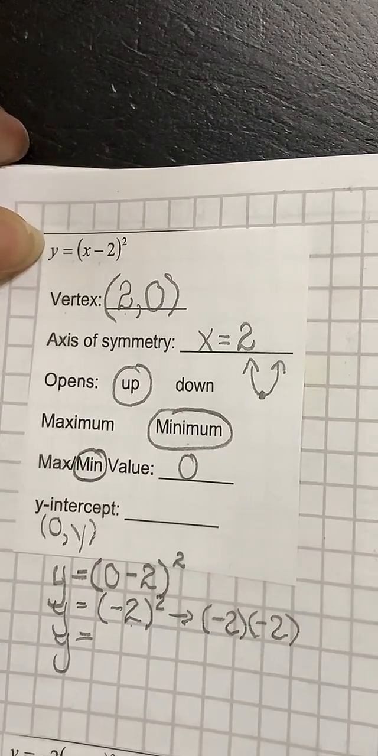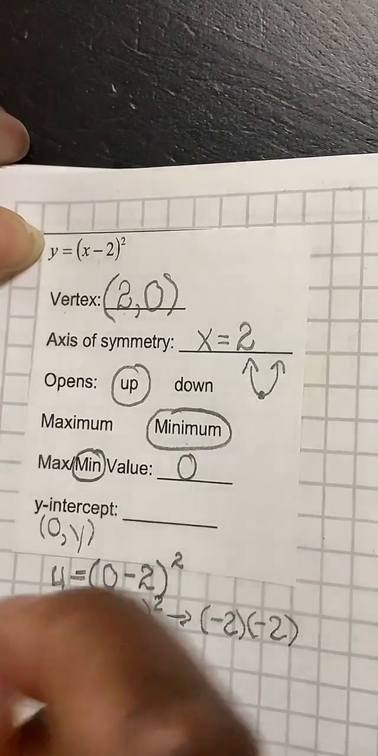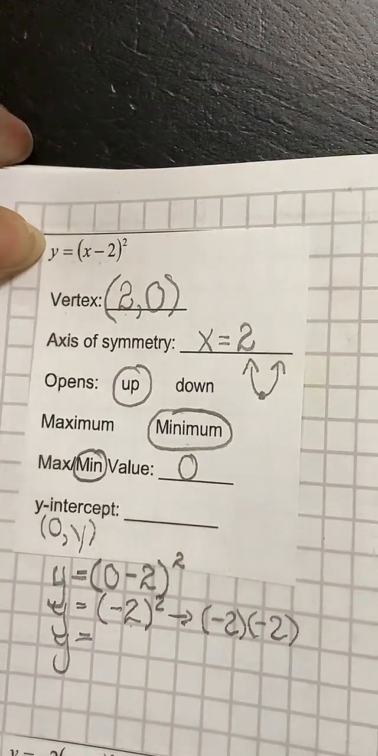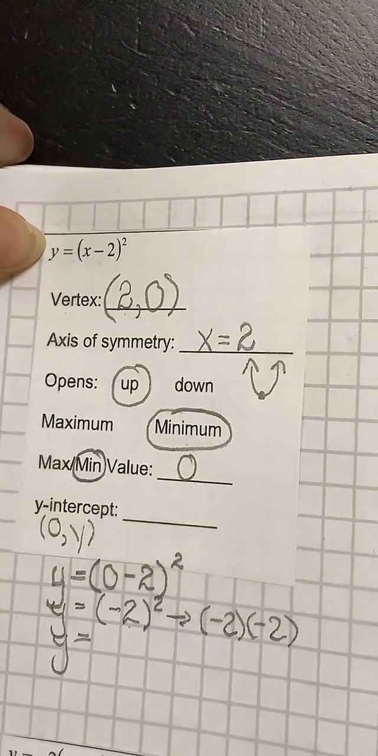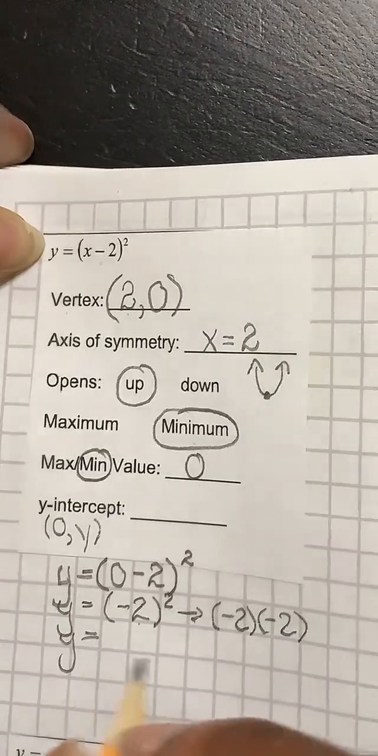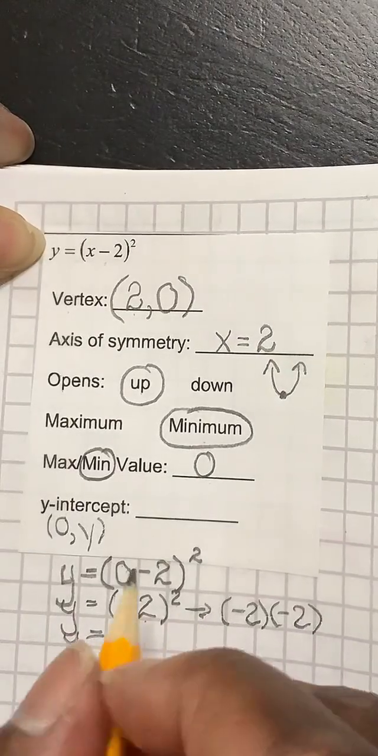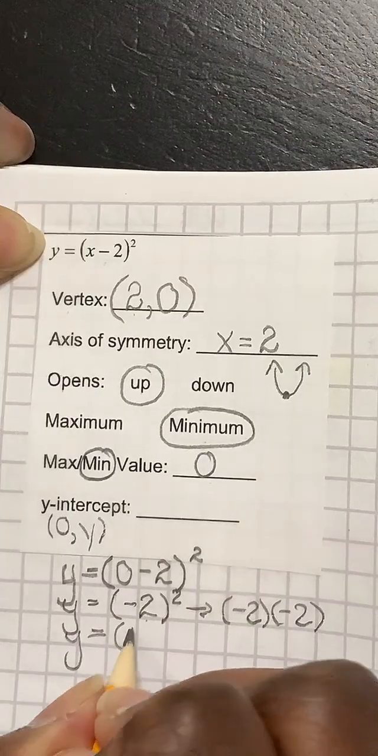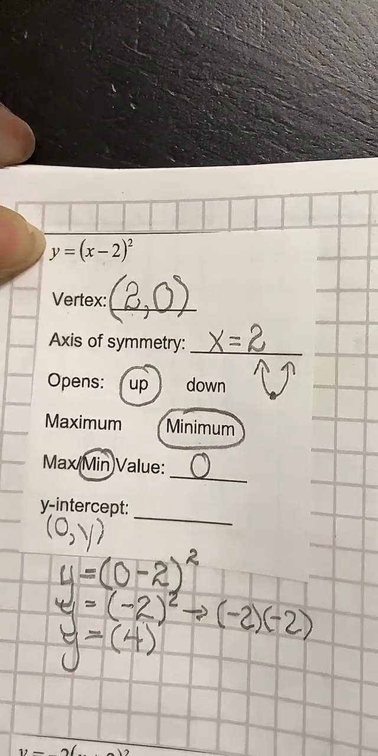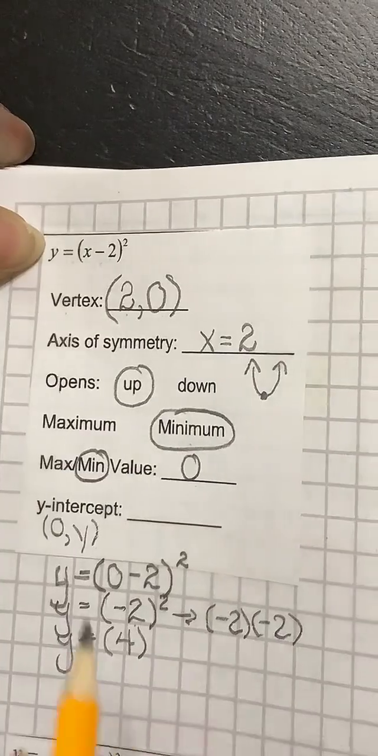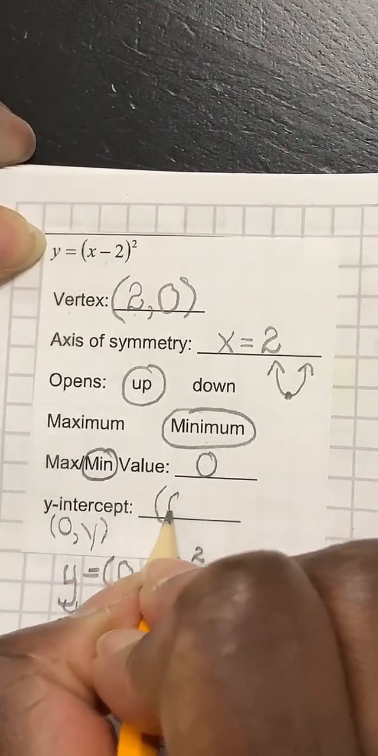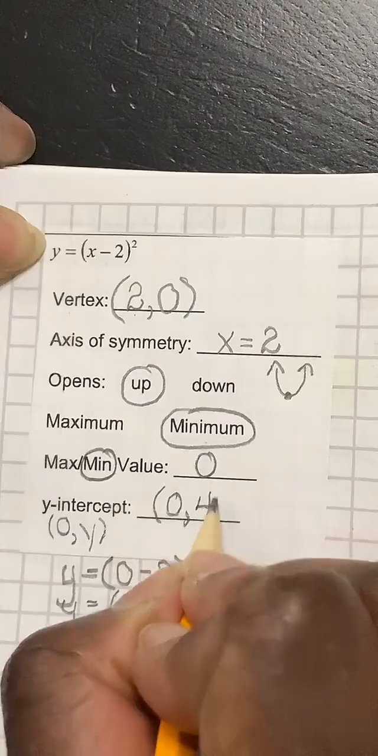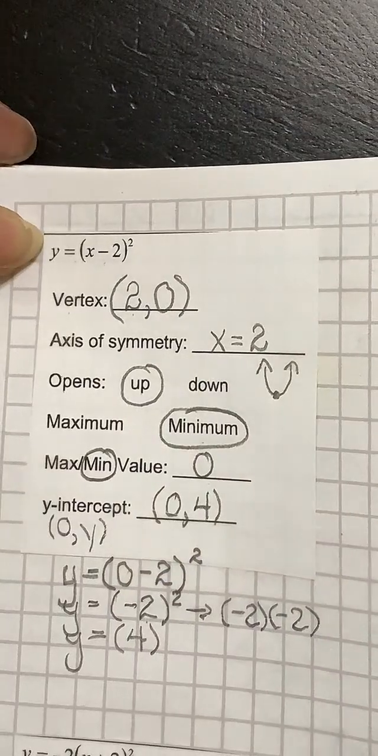Okay, good. There we go. We got Josh, we got Cool Meg, good. We got Euro, we got Cool Kid, good. So that gives me a positive 4. So that means my y-intercept is going to be 0, 4. It's actually a point.